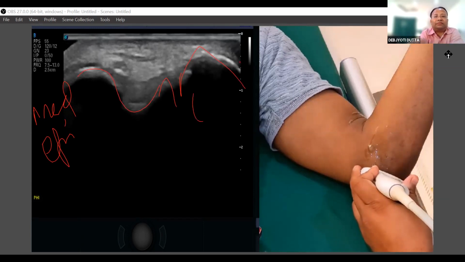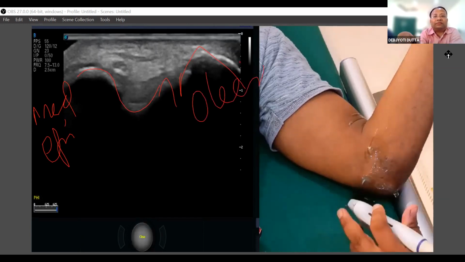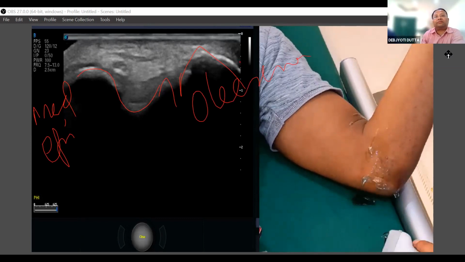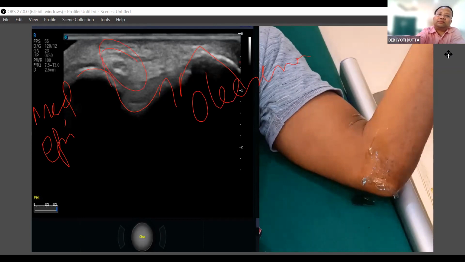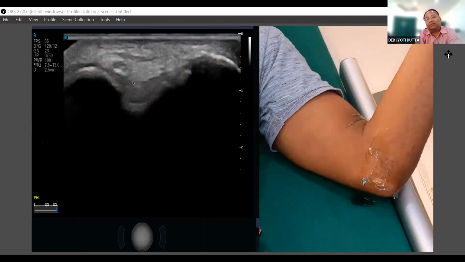This is very clearly visible here. Draw it. That is the hypoechoic structure. Okay, this is the hypoechoic structure here. So what is this hypoechoic structure? Ulnar nerve. Yes, very good.